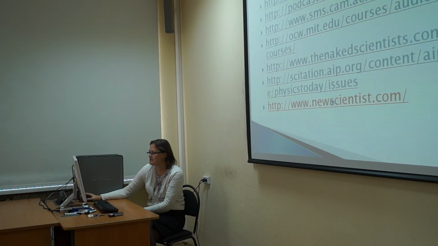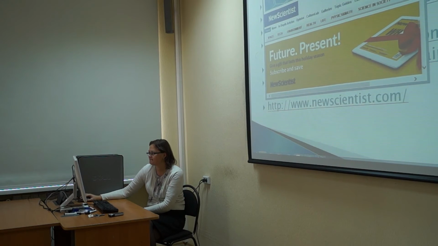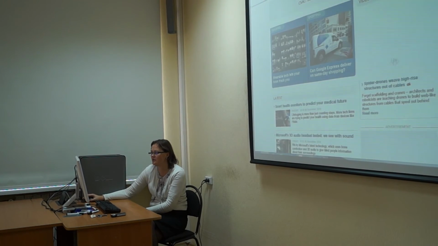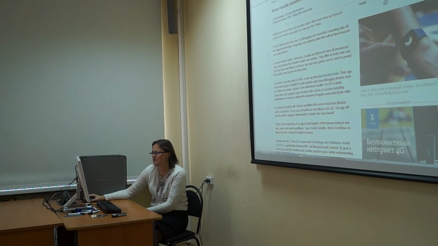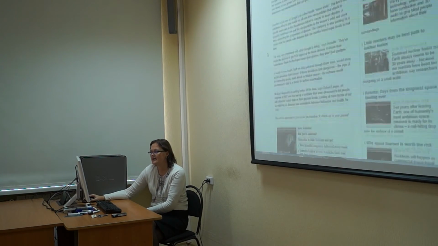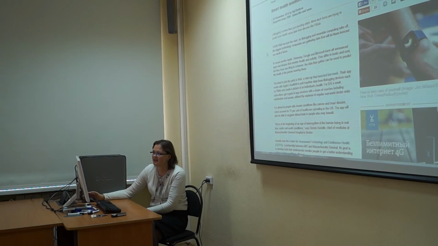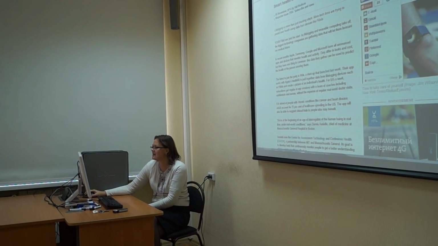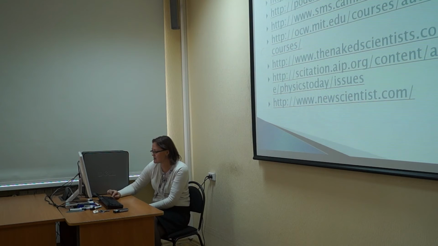New Scientist. It's the same thing. You also can find it. Environment, technology, for example, space or whatever, and you find something. This is also smart health monitors to predict your medical future. It's also an article. And this is not from Wikipedia. Yes, this is written by English-speaking people. It is correct. And you can read it, and it has some information that is really interesting.